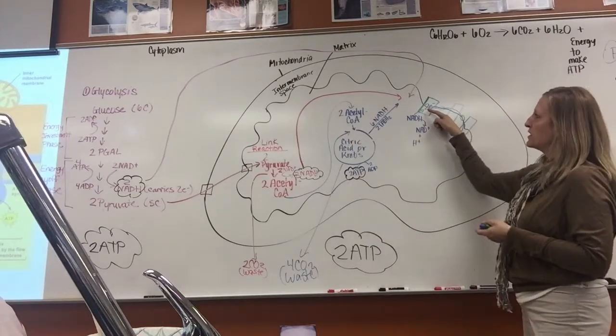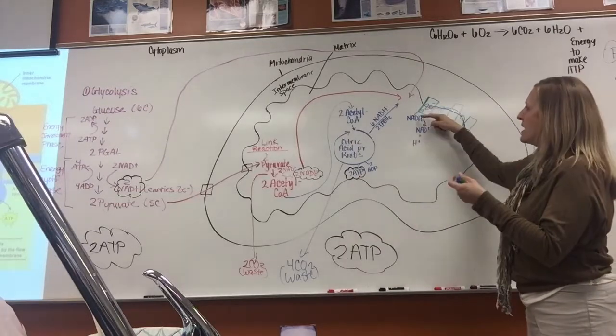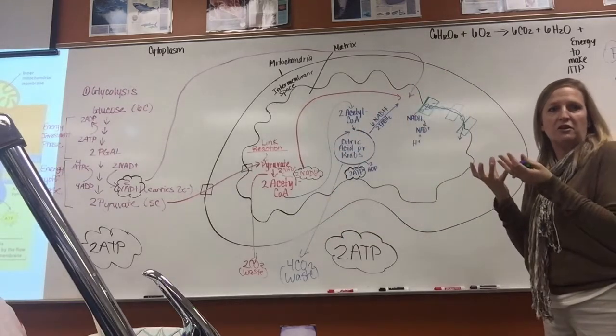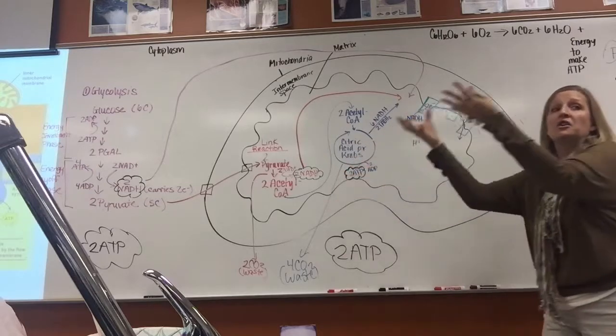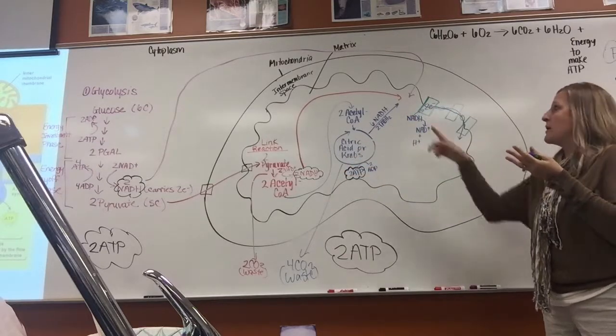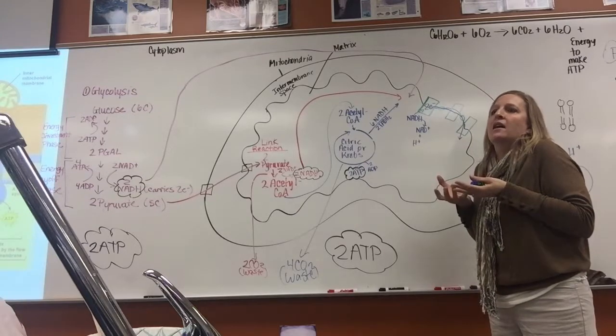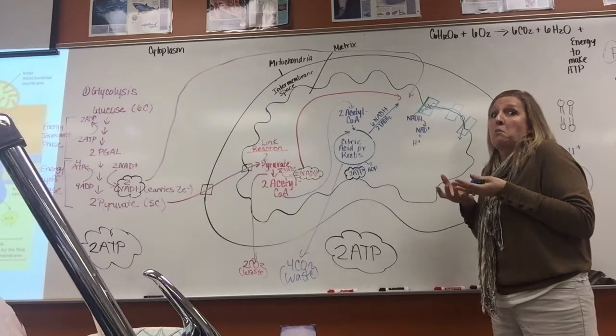So this first molecule has an electronegativity that is higher than NAD plus, so the electrons go to the first molecule in the electron transport chain. When that molecule gets the electrons, so I'm the first molecule in the electron transport chain, when I get the electrons, what am I? Oxidized or reduced?